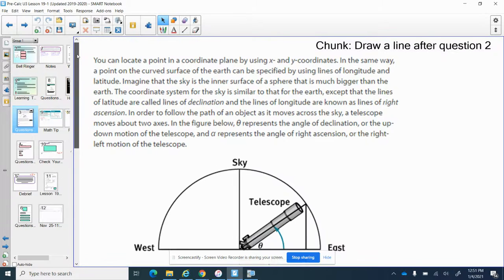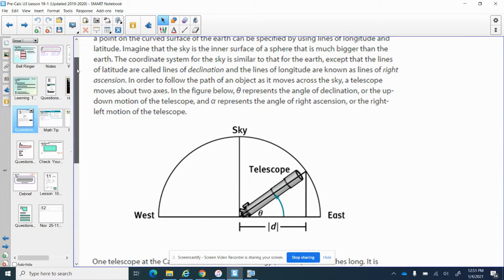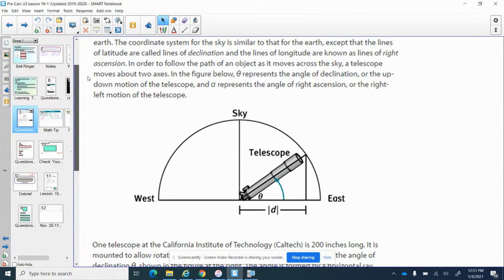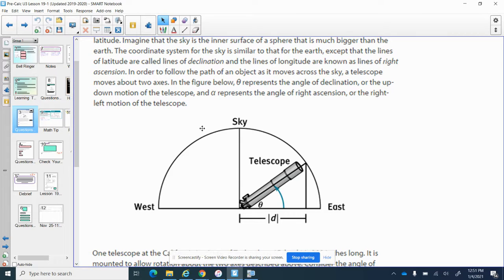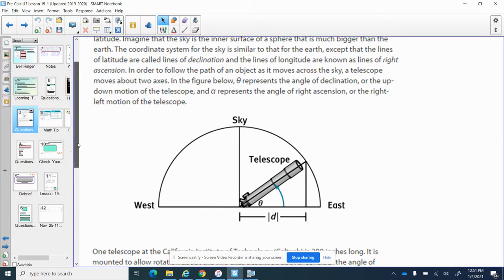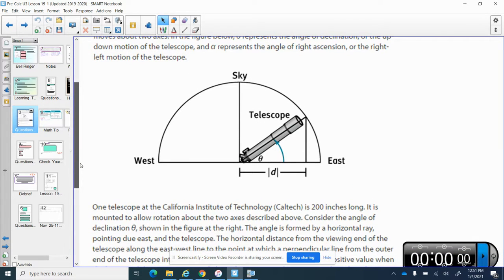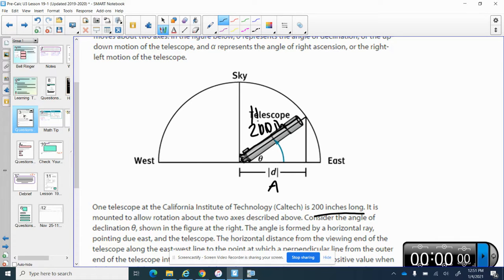On page 247, you see this picture of a telescope, and the telescope swivels across here to be able to look from east to west at the sky. If we look through this information, it says that this telescope is 200 inches long. So this 200 is associated with the hypotenuse of this right triangle that's drawn in, and the distance that we have here is our adjacent side, right? We have the 200 inches as the hypotenuse and the adjacent side.